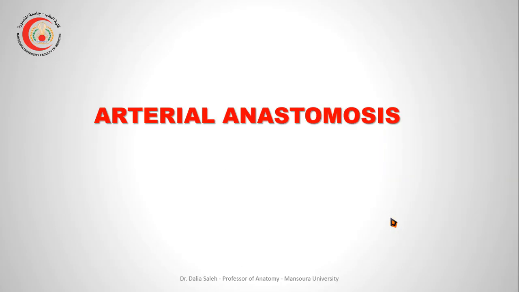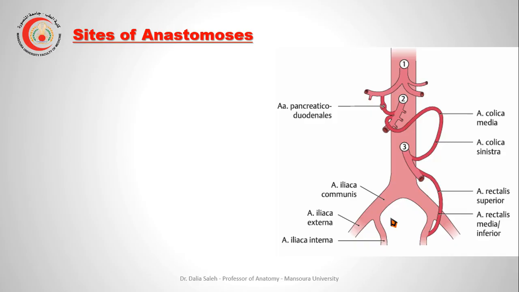Now let's check the arterial anastomosis, the sites of the arterial anastomosis in the GIT, and also the names of the branches forming this anastomosis. We can see here the abdominal aorta, which gives the right and left common iliac arteries, and each common iliac artery gives the external iliac and the internal iliac branches. We have 3 main single branches which arise from the front of the abdominal aorta: the celiac trunk, below it the superior mesenteric artery, and below them the inferior mesenteric artery.